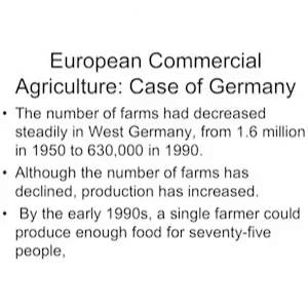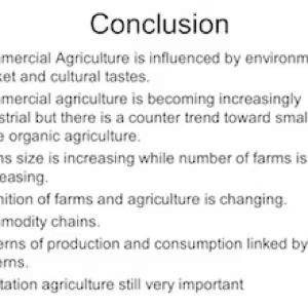Now, if we look closely at Germany, since 1950 the number of farms has decreased from roughly 1.6 million farms in 1950 to 630,000 farms in 1990. So in general, a decline of 1 million farms. However, despite the decline in the number of farms, agricultural production has increased in Germany. And in the last decades, a single farmer could produce enough food for 75 people.